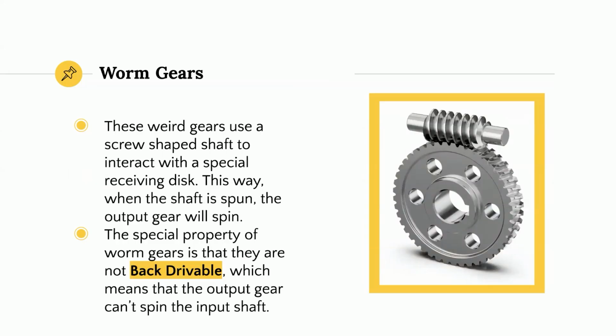Worm gears. These weird gears use a screw-shaped shaft to interact with a special receiving disc. This way, when the shaft is spun, the output gear will spin. So what's special about worm gears is that they are not back drivable. So not being back drivable essentially means that the screw can turn the disc, but the disc cannot in turn the screw. So if let's say you want a locking mechanism, so a motor that can't go backwards but only go forward, you would want to use a worm gear setup. In FRC, these are commonly used in snowblower motors.